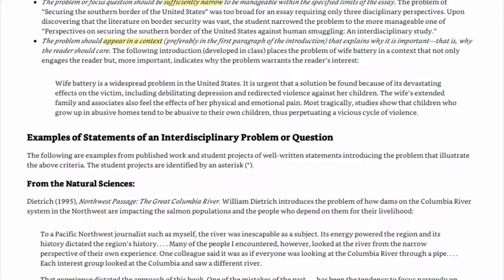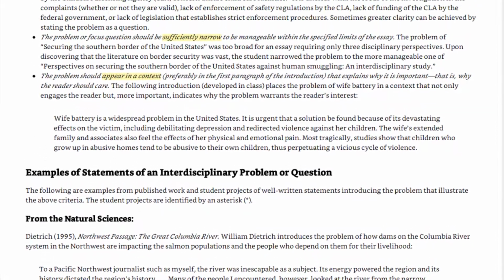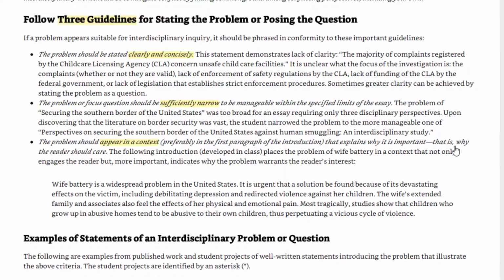All right, and then there are 3 guidelines for stating the problem. These are good. That's why I've highlighted them. Number 1, make it clear and concise. You saw that in my assignment from last week where I ramble on about my drones and my parking lot. None of that is going to make it in my research paper.